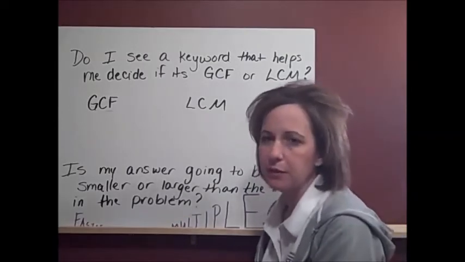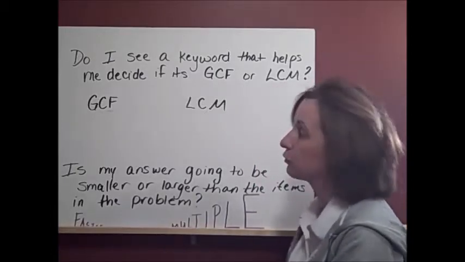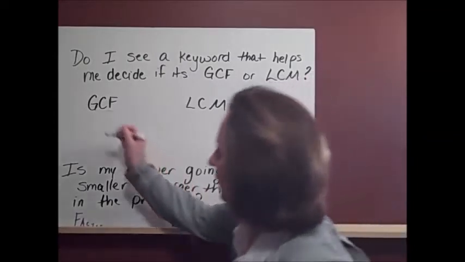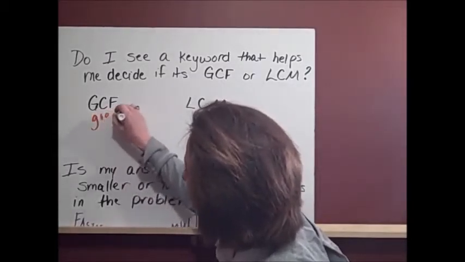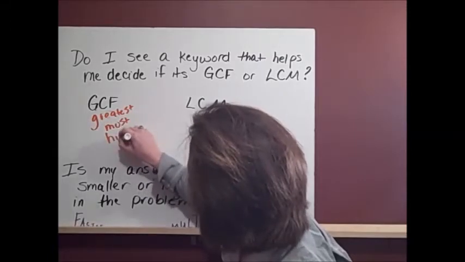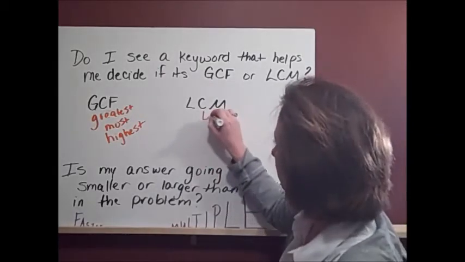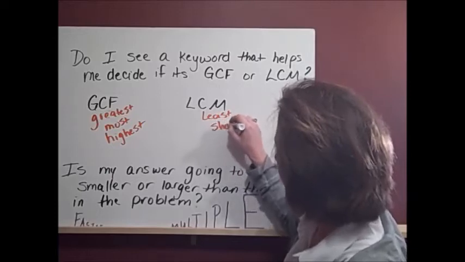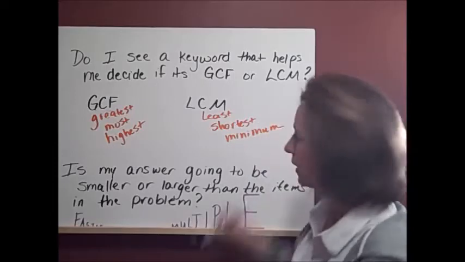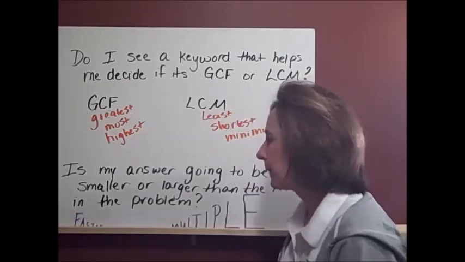The first thing you're going to ask yourself after you've read the word problem in its entirety is, do I see a keyword that helps me decide if it's greatest common factor or least common multiple? Greatest common factor would have the word greatest or most or highest. Those are some keywords you might find. Least common multiple would be least or shortest or minimum. Those are some things that would help you with least common multiple. Now, I'm not going to tell you that they're always there, but most of the time they are.